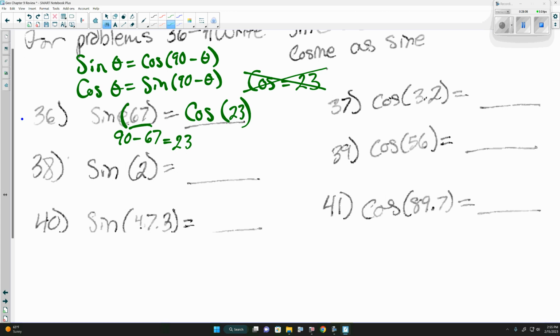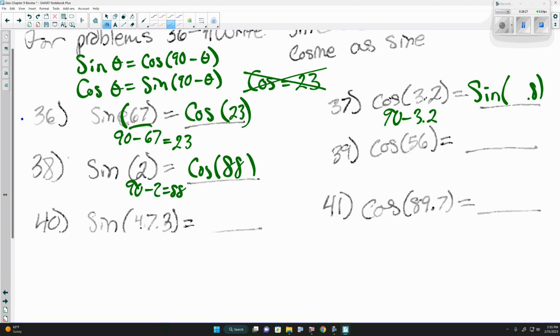Because for sine of 2, we would do 90 minus 2, so this here would be cosine of 88. The same thing's true with cosine. To rewrite it as sine, we take 90 minus our angle, 3.2. So we have 86.8, so sine of 86.8. That's it. Questions on any of this here? We good with this here?